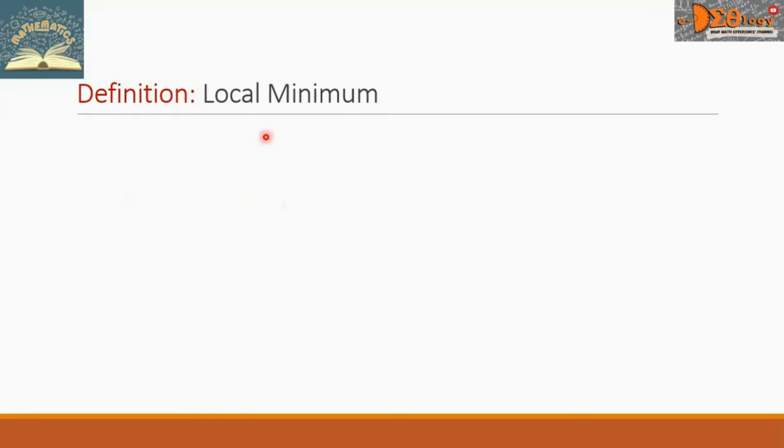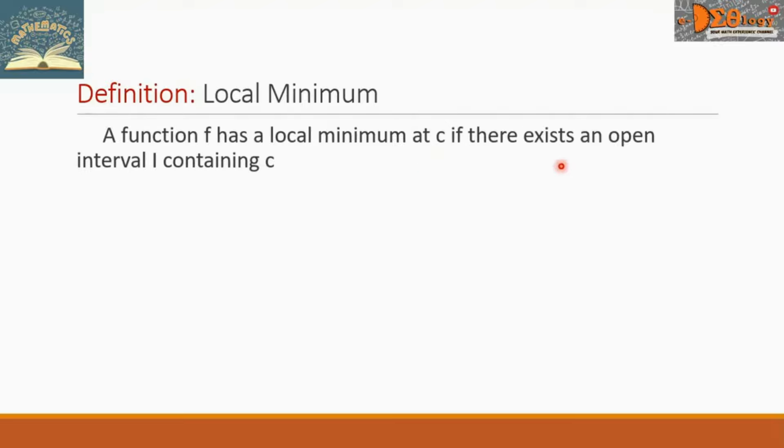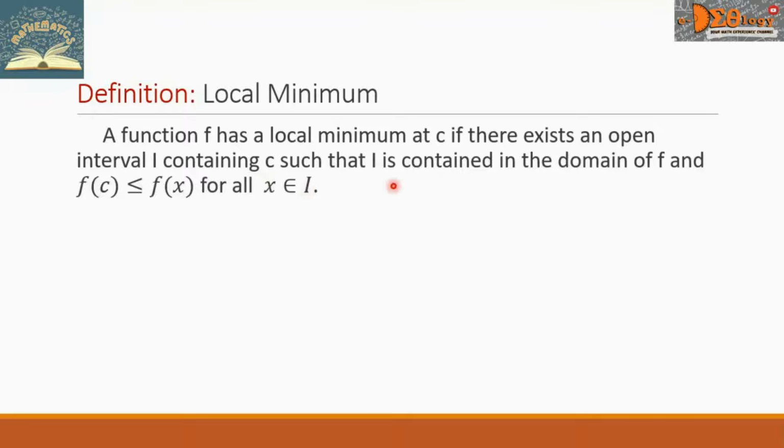Now let us define local minimum. A function f has a local minimum at the point c if there exists an open interval I containing c, such that I is contained in the domain of f, and f of c is less than or equal to f of x for all x an element of I.